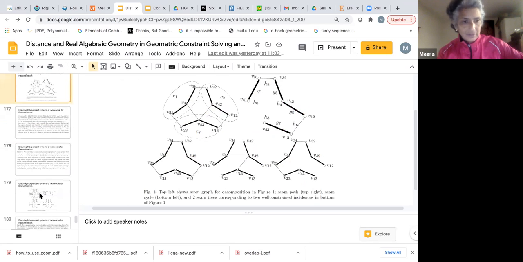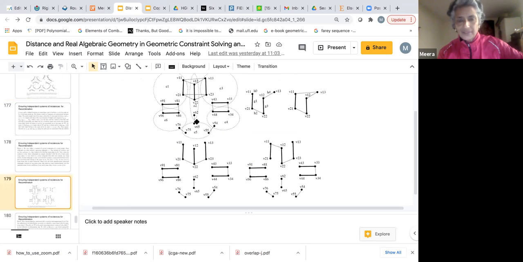This one is doing that for that example. It's sort of showing here's the seam graph. Look at the seam graph here. And isn't it missing something? No, I think that was a different example.